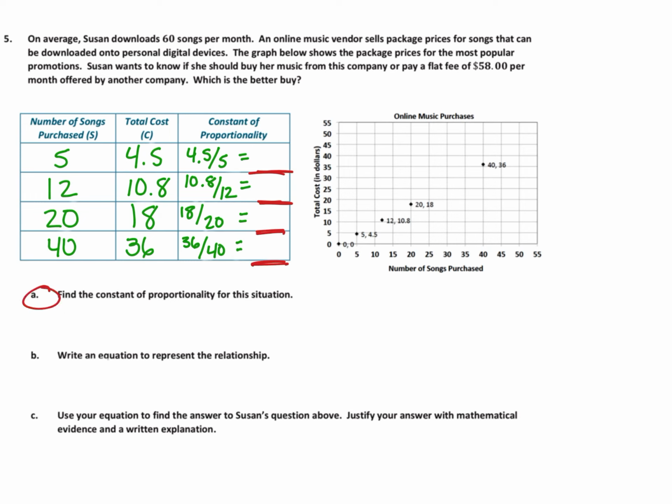Write an equation to represent this relationship. So instead of y and x, they have s and c. But c is just like y. You're going to fill in your k value here. And then we're going to put s for songs. So whatever number you get for these is going to go here and here.